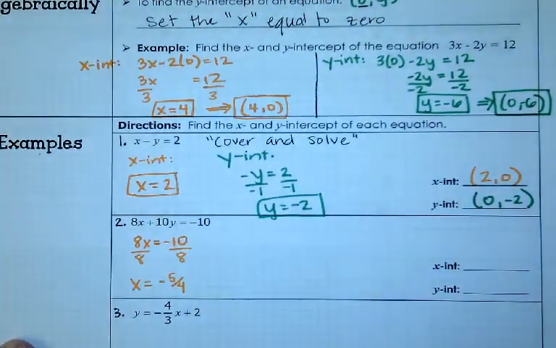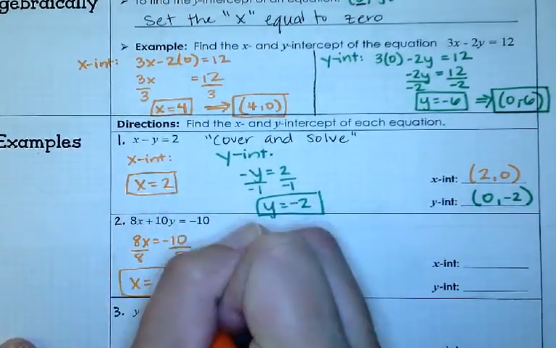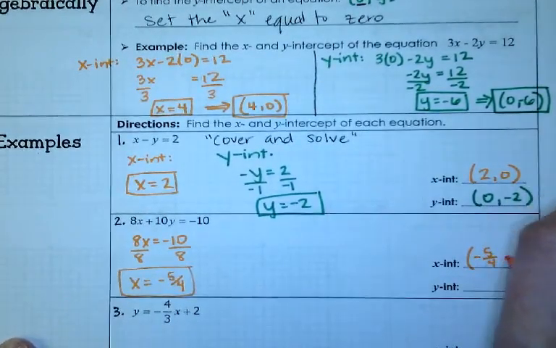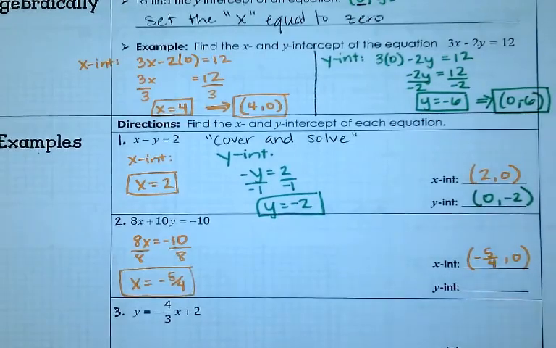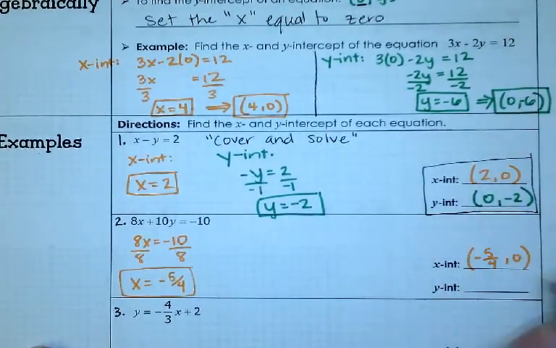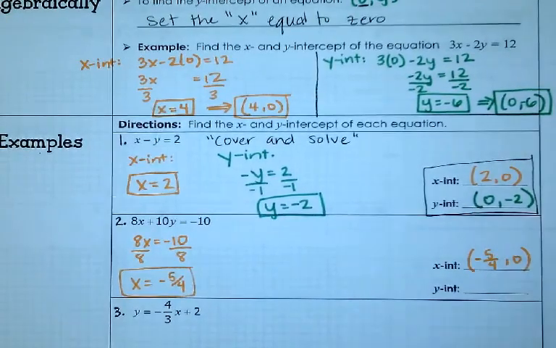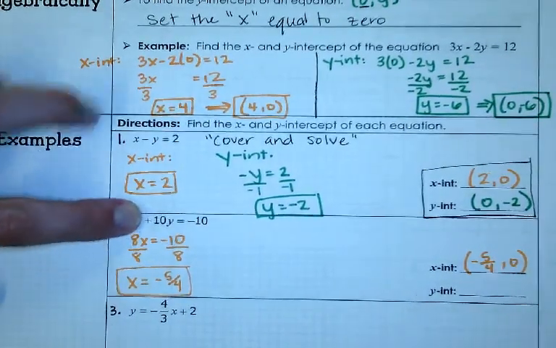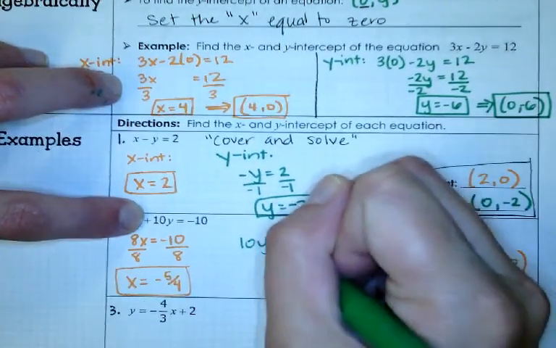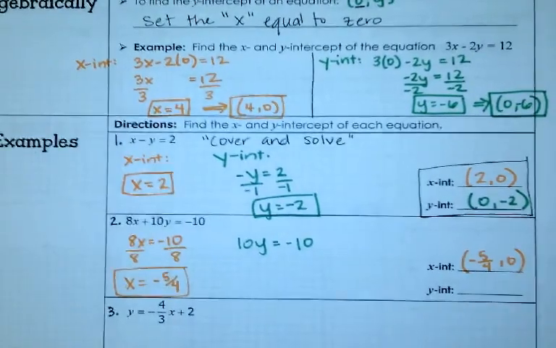Do y'all feel good about that? So then I go over here and I write my x-intercept as a coordinate point, negative 5/4, 0. Okay? So it's super, super important that when you give me your answer, you write it as a coordinate point. Okay? Then we go here. Now we cover and solve for our y. So this becomes 10y equals negative 10. So we divide by 10.